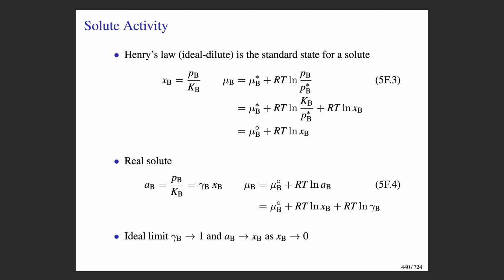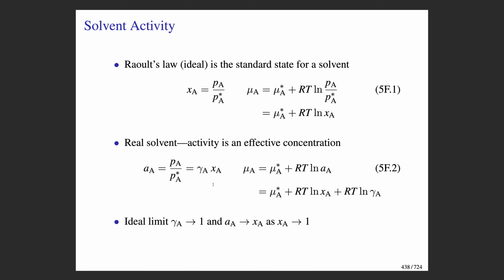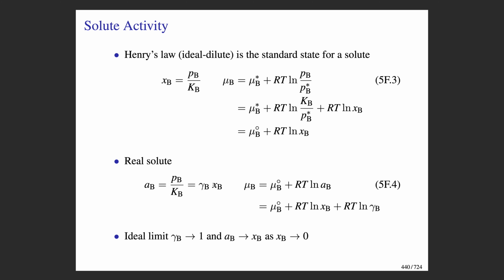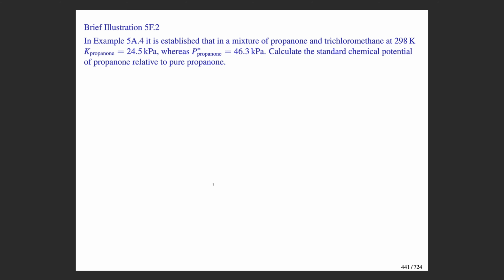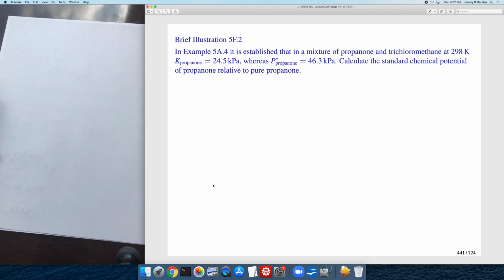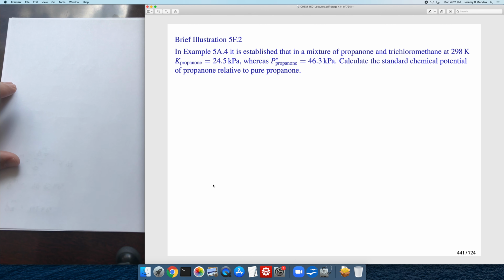So just to recap these two slides, the solvent is referenced against Raoult's law. The solute is referenced against Henry's law in a real solution. And this problem is very much like the one that we just worked, well, it's a little different. They want us to calculate the standard chemical potential of propanone relative to pure propanone in the solution of propanone and chloroform.